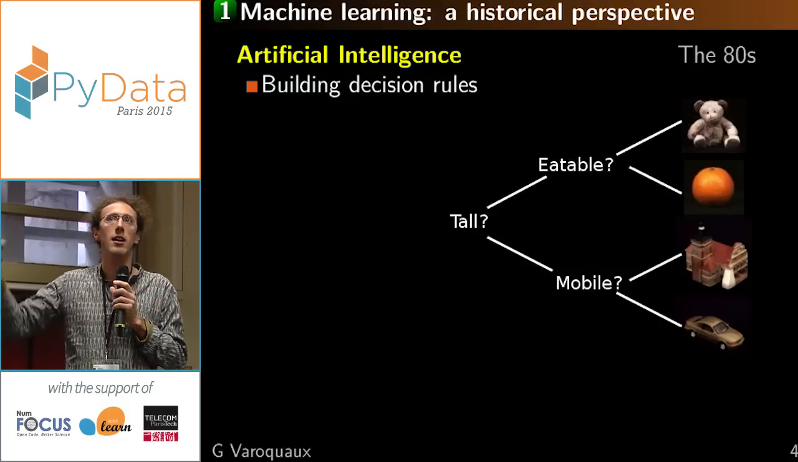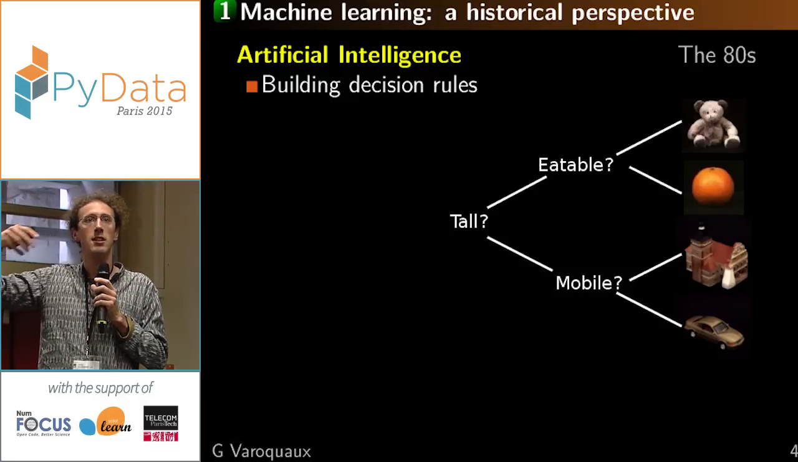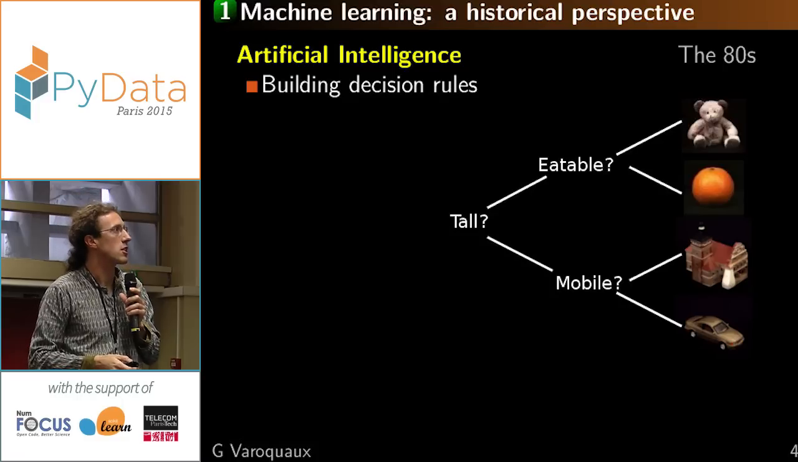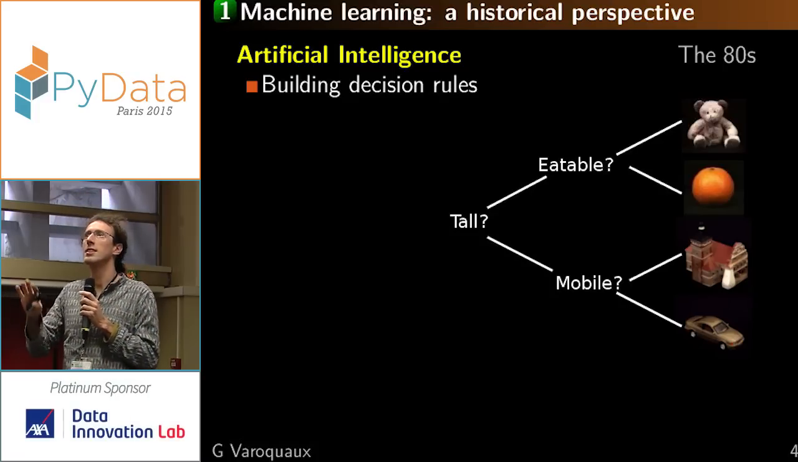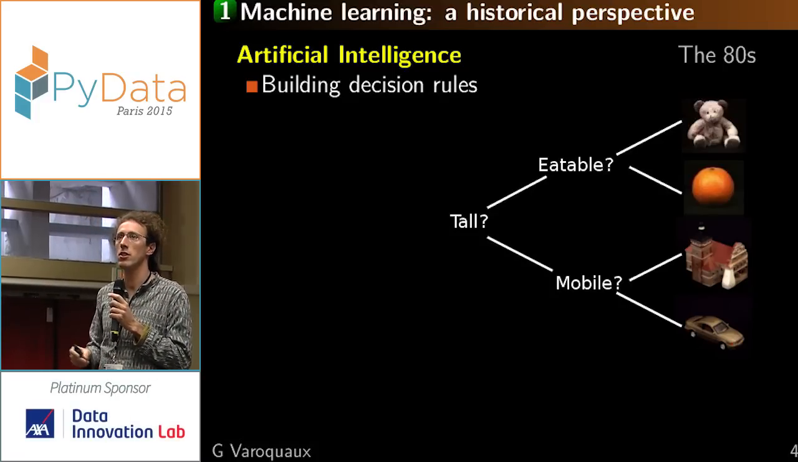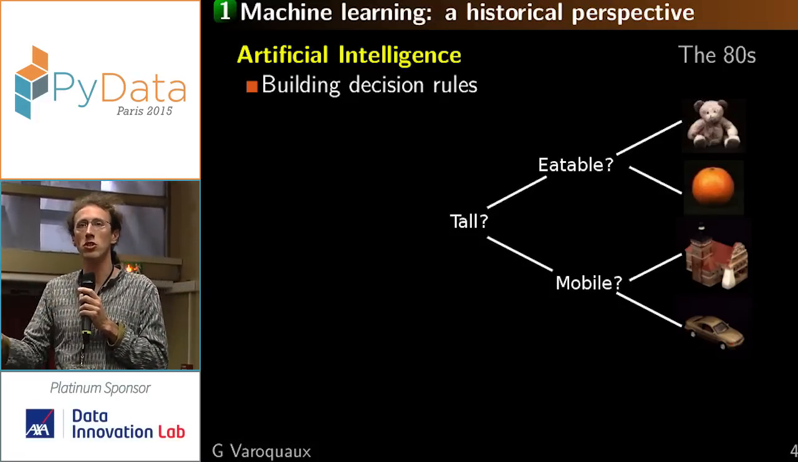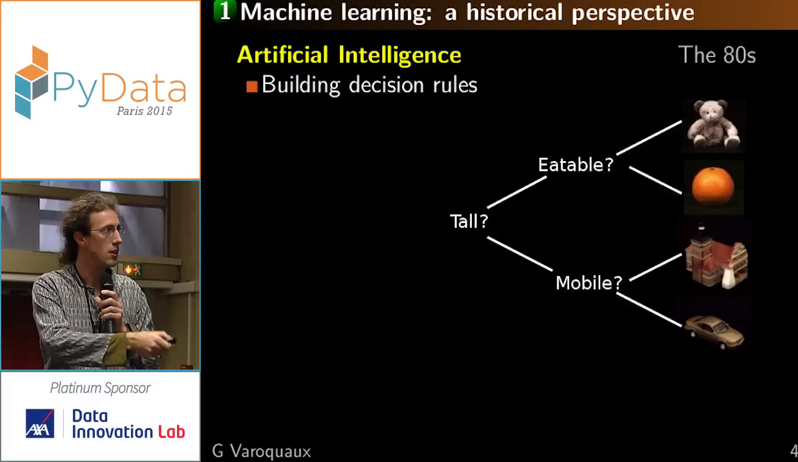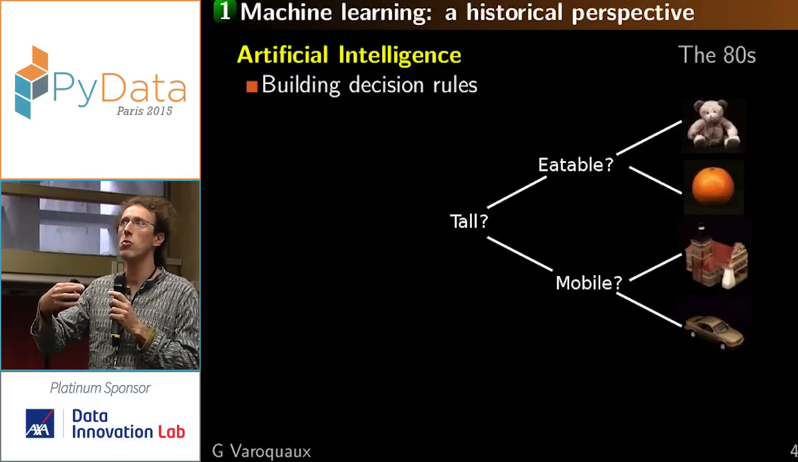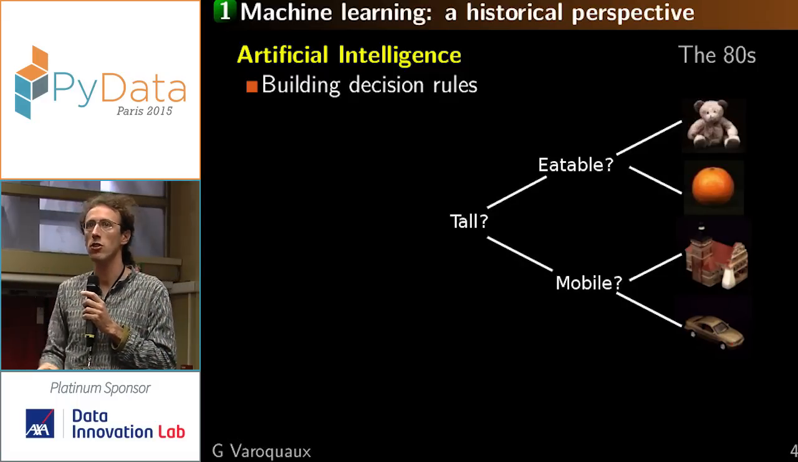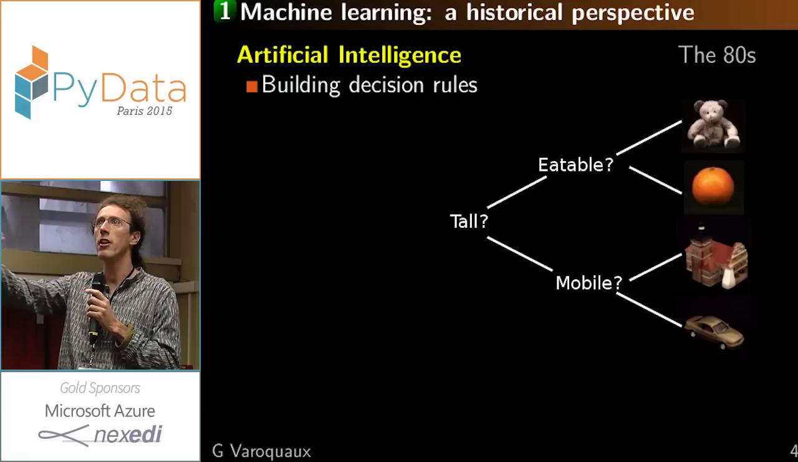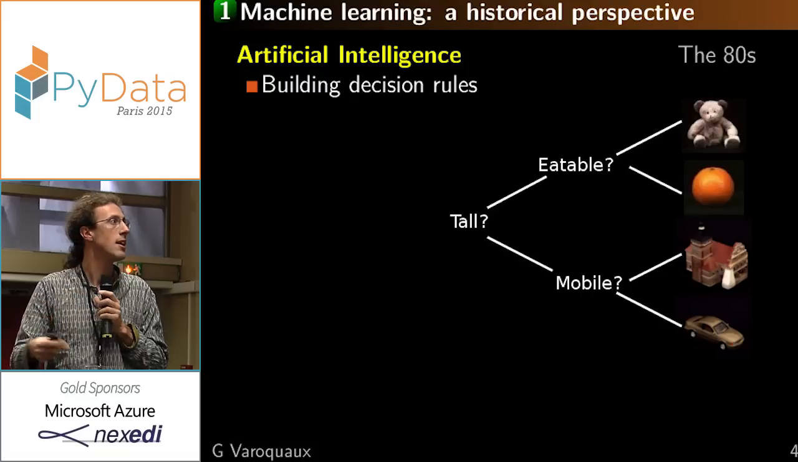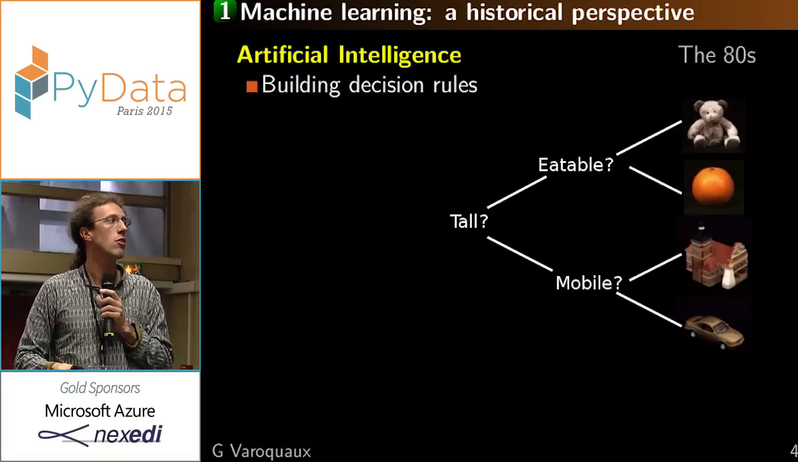Historically, it can be seen as growing out from artificial intelligence. So let's say in the 80s, in the early days of artificial intelligence, something that was done a lot was to build decision rules. So suppose that you have a bunch of objects here, and you're going to want to make decisions on these objects, so you're going to ask a finite set of questions. Is the object tall? Yes or no? Is it edible? Yes or no? Is it mobile?